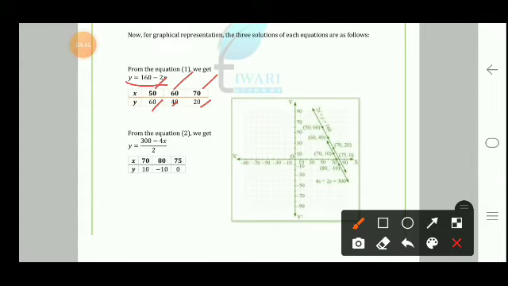From equation 2, we get y is equal to (300 minus 4x) upon 2. In this we are getting, if x is equal to 70, then y is equal to 10. If x is equal to 80, then y is equal to minus 10. If x is equal to 75, then y is equal to 0. Now representing both the equations, these are equations of lines, so we are getting parallel lines, as we can see in the graph.